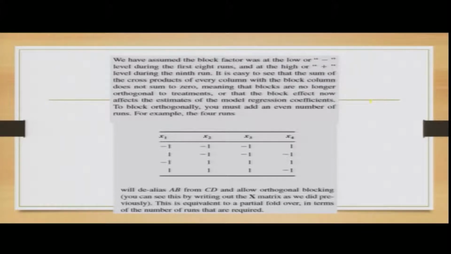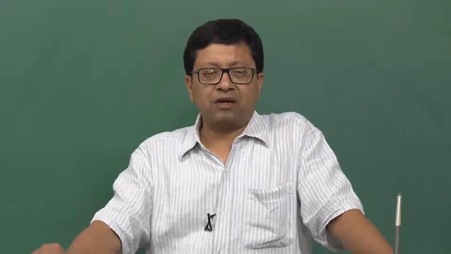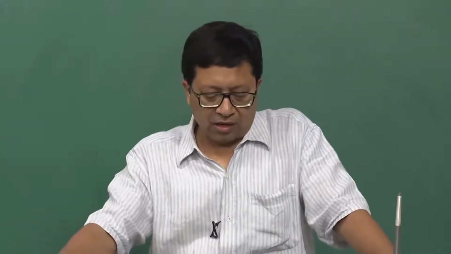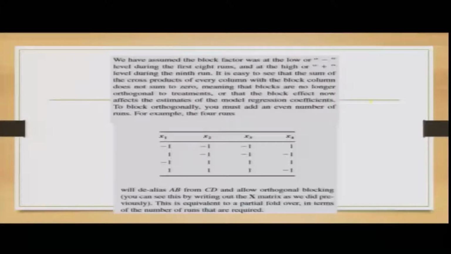For example, we have 4 extra runs, because there are x1x2 and x3x4 combined, which is AB and CD. So, we add more combinations such that we can do the calculations and differentiate the effects in a much better fashion. So, with AB, which is x1x2, and CD, which is x3x4, this allows orthogonal blocking, and this is equivalent to a partial fold over in terms of the number of runs required in order to estimate.